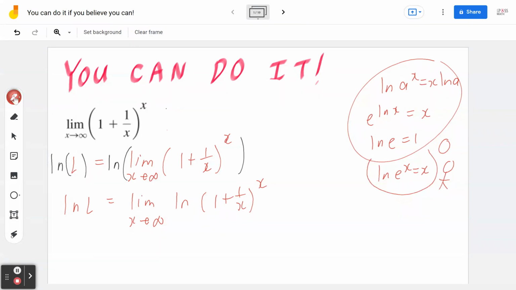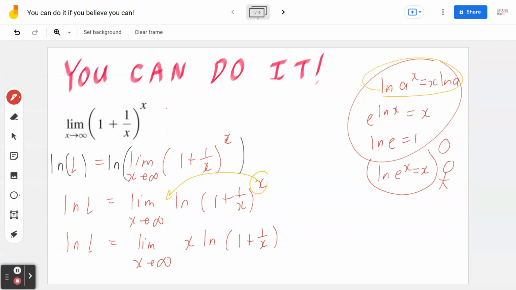So what I'm saying is, in this case, you can apply this first rule, bring that exponent to the front. So look what happens. This is going to be ln L, which equals the limit as x is approaching infinity, and you're going to bring x to the front.